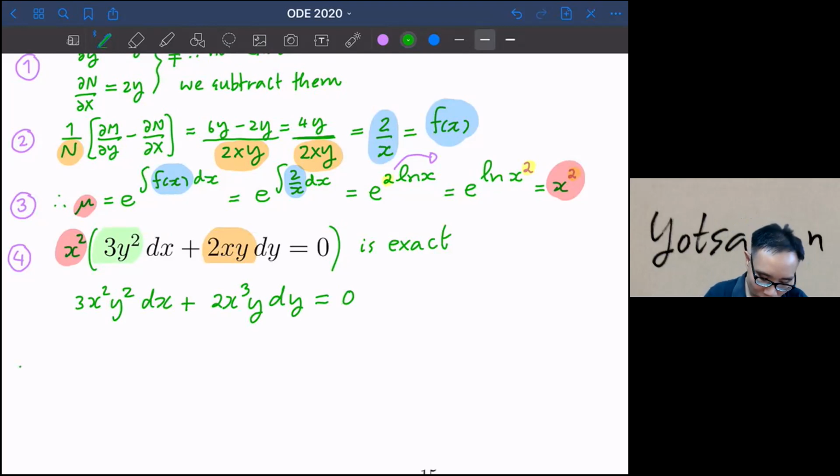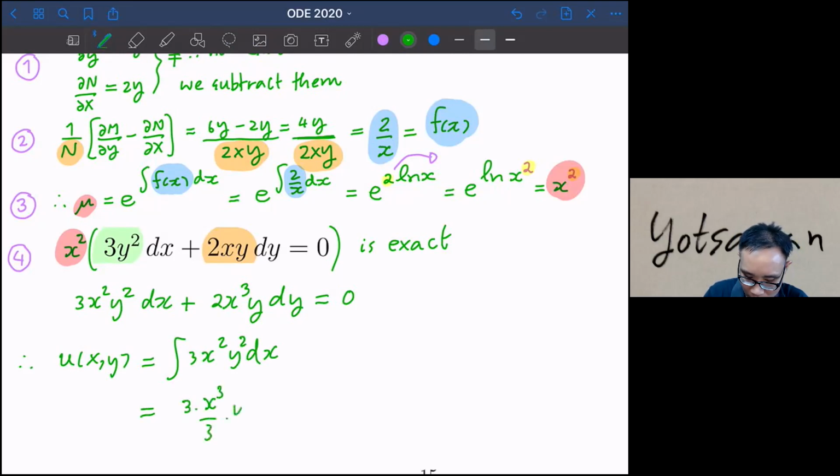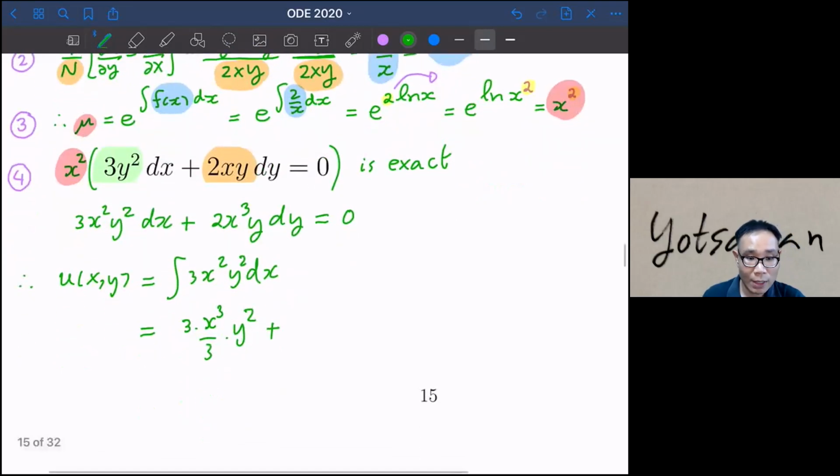So you're going to solve for u(x,y). It comes from integrating 3x squared y squared dx. You integrate with respect to x, so it's going to be 3x cubed over 3, y squared, plus, okay, I don't know what to add yet.